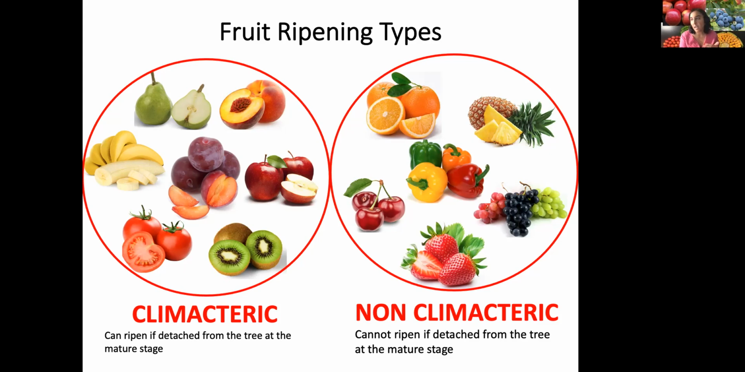In non-climacteric type of fruits, this does not happen. The fruits cannot ripen after they are detached from the tree at the mature stage. And this is the case, for example, for grapes or cherries or oranges, okay? The fruits have to be harvested when they are ready to be eaten, because even if we leave them over the counter, they are not going to continue ripening. It's not the same case as with bananas, okay? So we have these two big categories, and these are very important because if non-climacteric fruits are not harvested at the right moment, their quality is going to be greatly affected, okay?